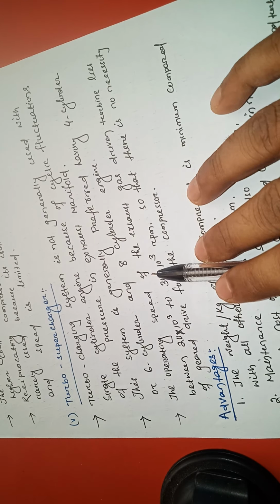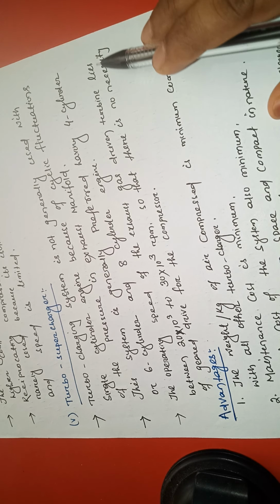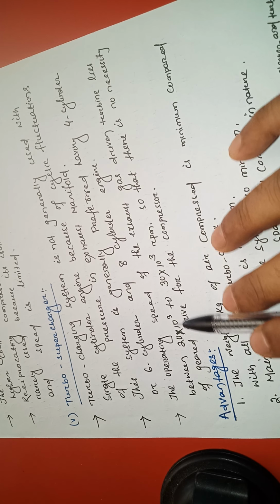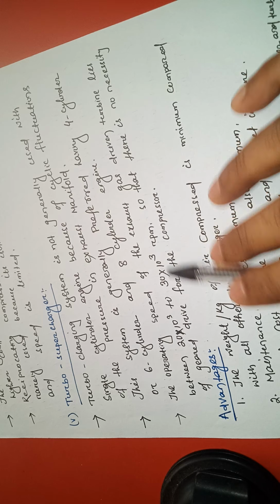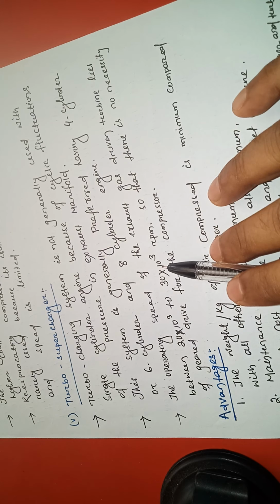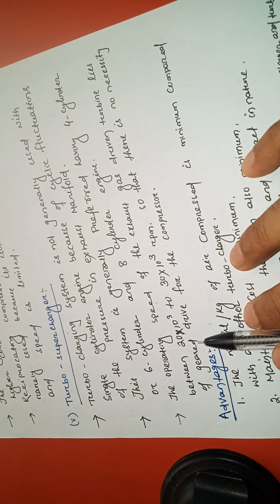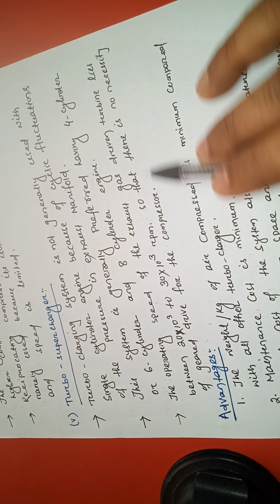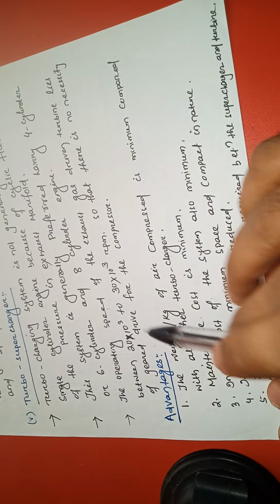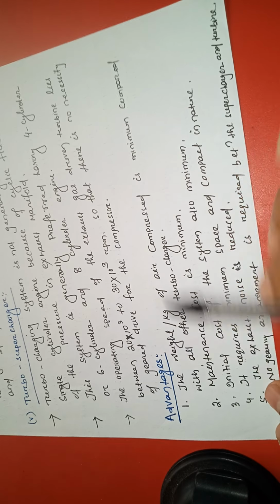The operating speed of the exhaust gas driven turbine lies between 2 x 10^3 to 20 x 10^3 to 30 x 10^3 rpm, so that there is no necessity of a geared drive for the compressor because the rpm is high.